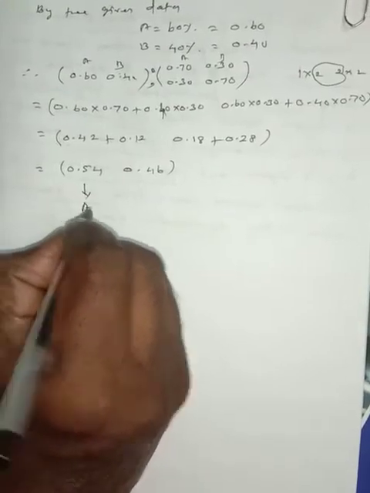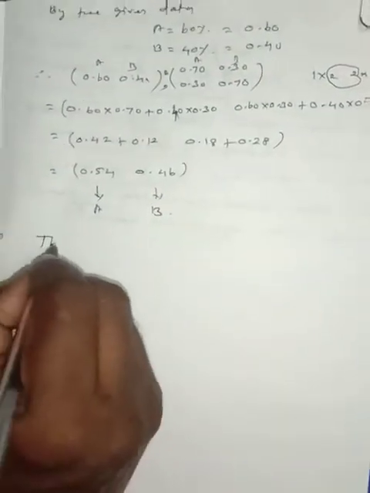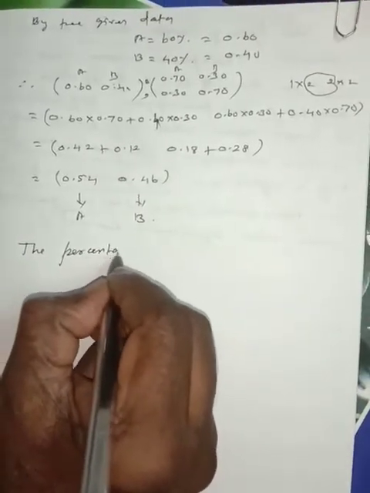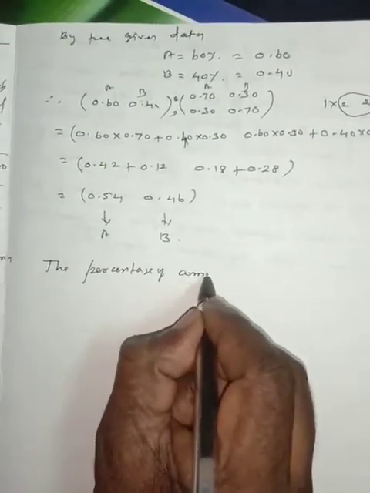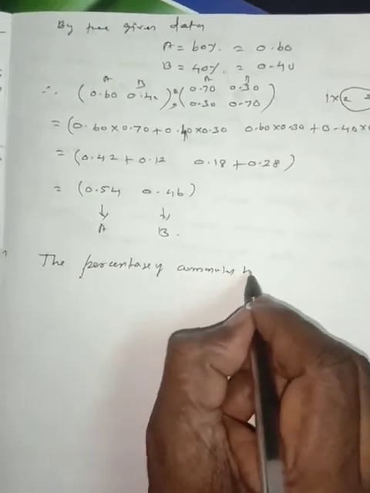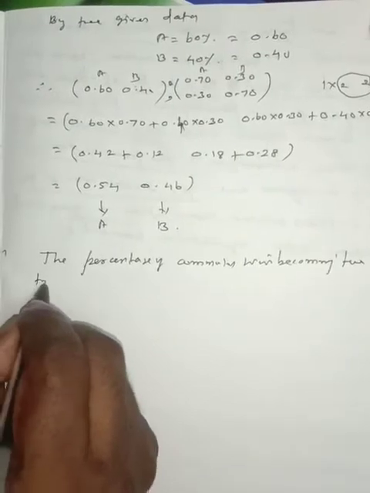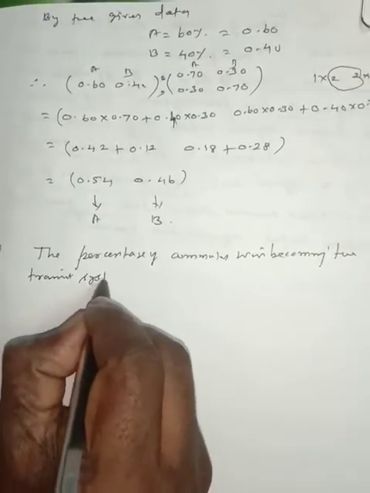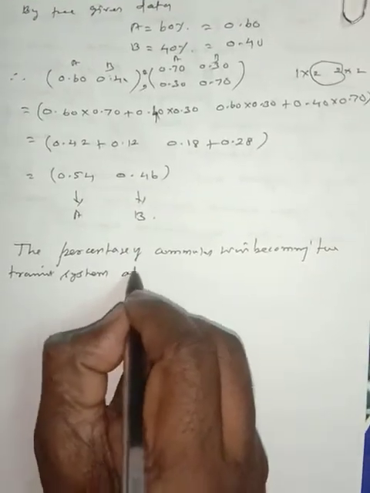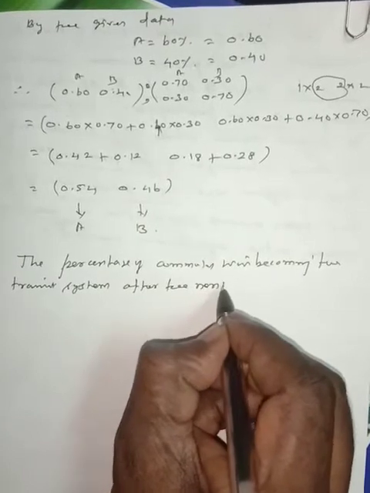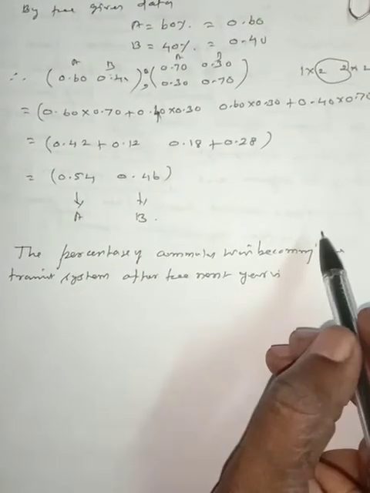This is A, this is B. The percentage of commuters who will be using the transit system after the next year is 54%.